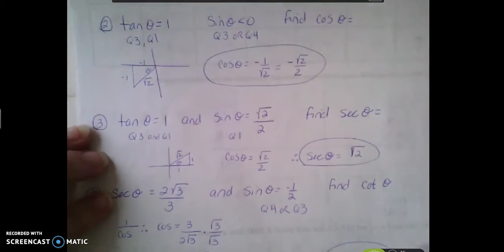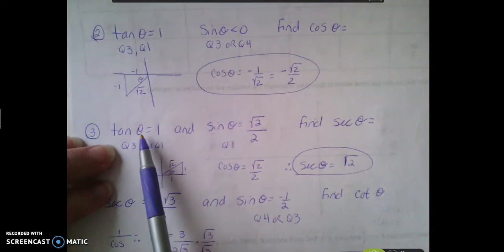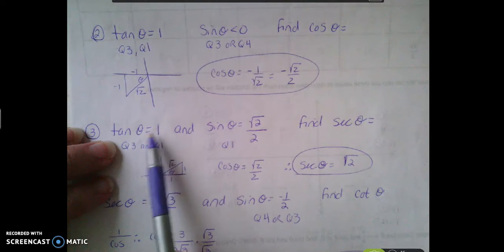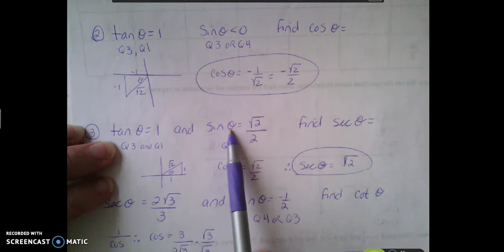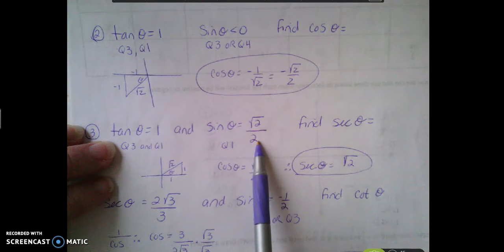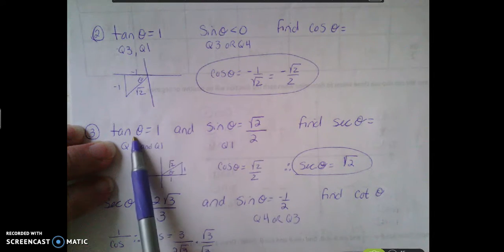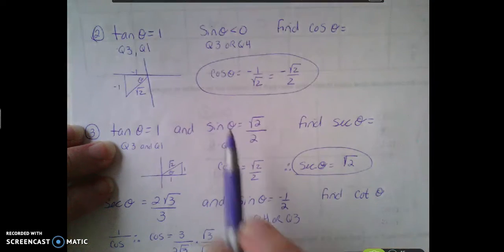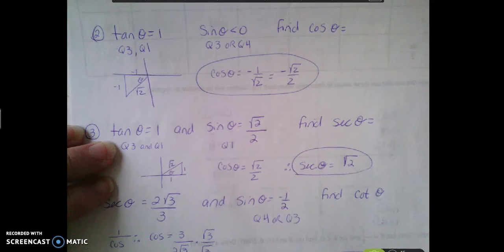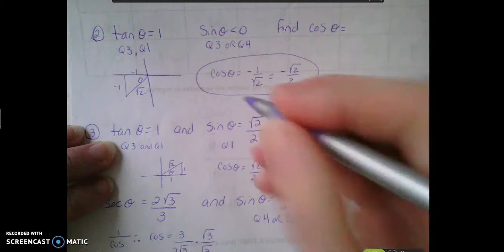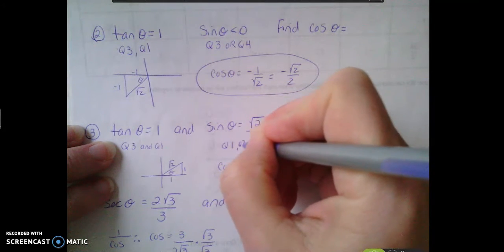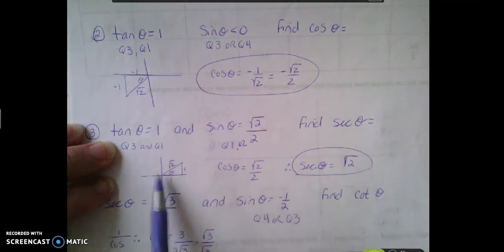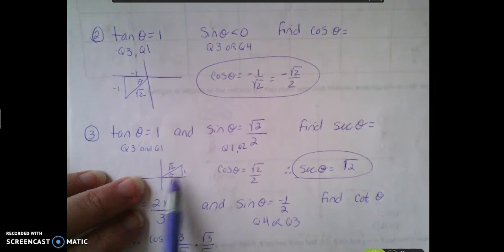Okay, here's another example. So tangent, this time, looks very similar. Tangent of theta is 1, but the sine is square root of 2 over 2. So that means tangent's positive, so we're talking about quadrant 3 and quadrant 1. And we're talking about sine is positive, which is going to be quadrant 1 and quadrant 2. So they have quadrant 1 in common, so this has to be in quadrant 1.